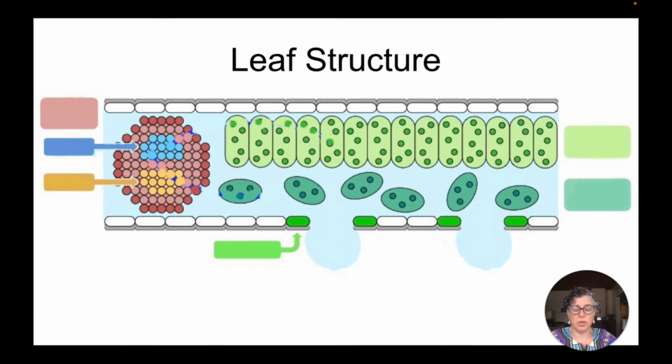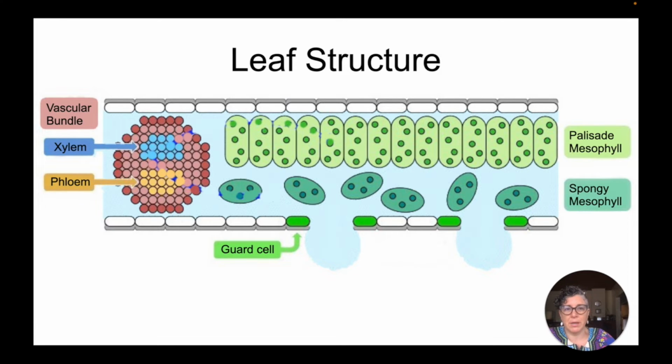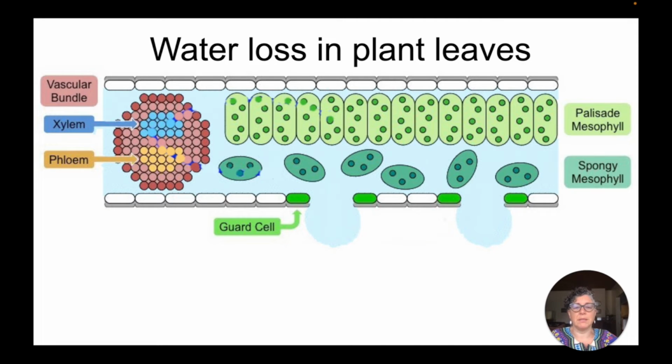So let's just review the structure of a leaf, so when we talk about how water moves out of it, we will know what we're talking about, just as a review. The first thing we have is the vascular bundle, made up of the xylem facing the upward side of a leaf and the phloem facing the lower epidermis of the leaf. Then we have the mesophyll layer, which is made up of the palisade mesophyll, and below that is the spongy mesophyll with the air spaces, and then we have the guard cells that are around the stomata at the bottom of the leaf. So let's talk about water loss in plant leaves.